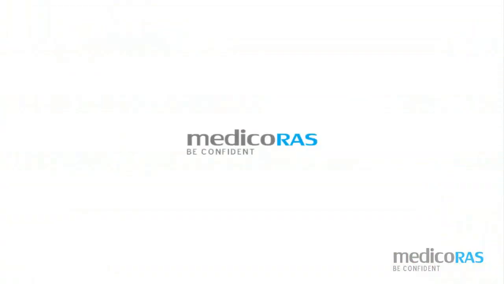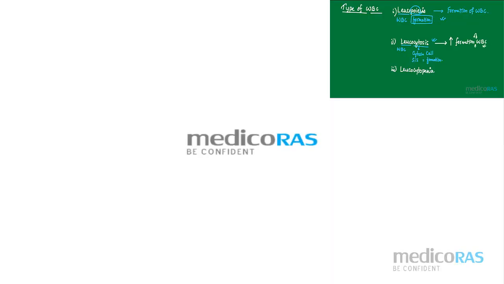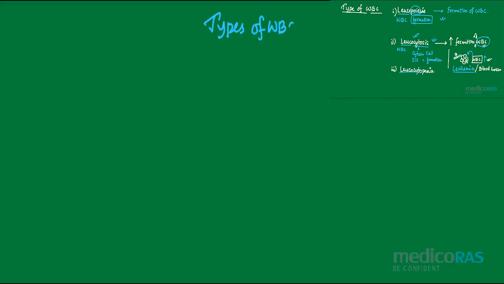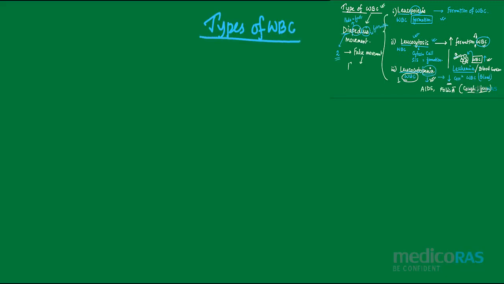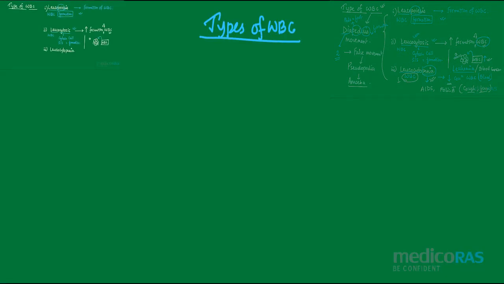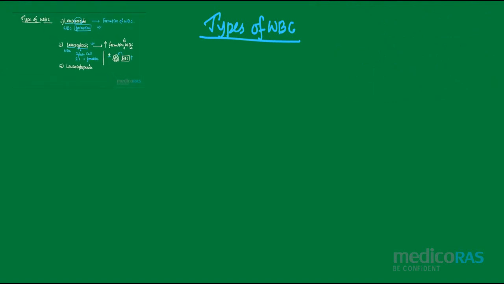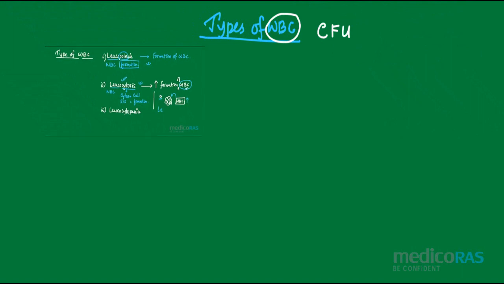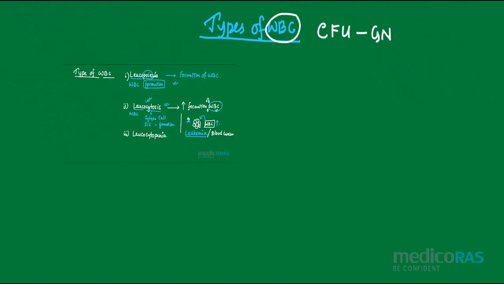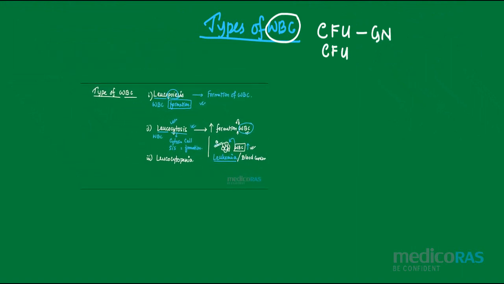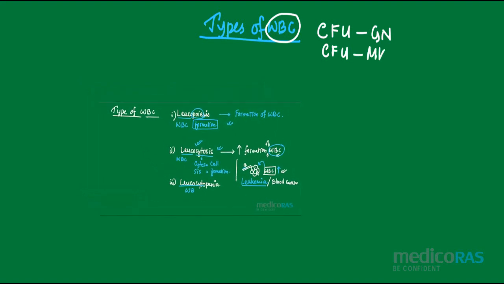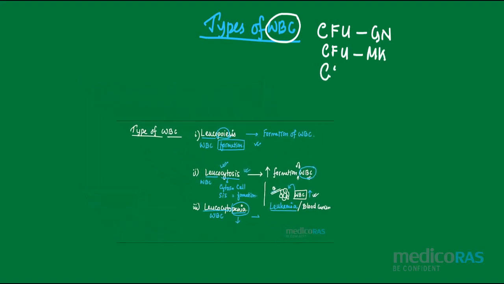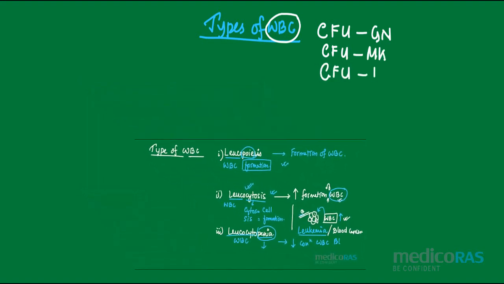Types of WBC. Before that, we should know how WBC can be synthesized, and we have certain terms like CFU, GN, and some are known as CFU only, that is NK. There are some other cells also, CFUE.